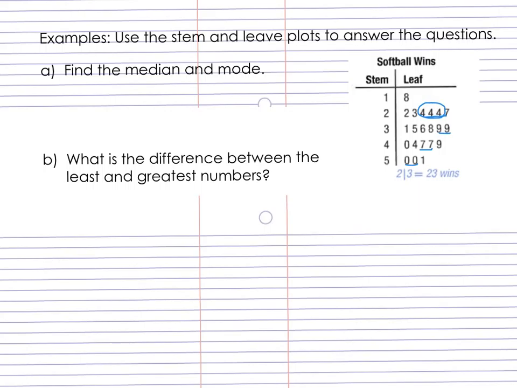So our mode has something to do with a 4, but it's not just the number 4 because I have to put the stem back on with it. So the mode is 24. And I would say that's the biggest mistake that students will make, is that they will say, oh, the mode is 4, because they forget to put the stem back on. So make sure you're using the stem to get the real mode.